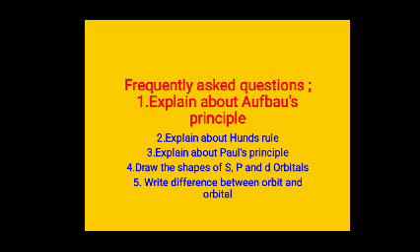What are the differences between orbit and orbital? Orbit is a circular path of an electron around the nucleus. Orbital is a region around the nucleus where the probability of finding the electron is maximum. Orbit is circular in shape. Orbitals have different shapes: s orbital is spherical, p orbital is dumbbell shaped, d orbital is double dumbbell shaped. Orbit is two-dimensional. Orbital is three-dimensional.